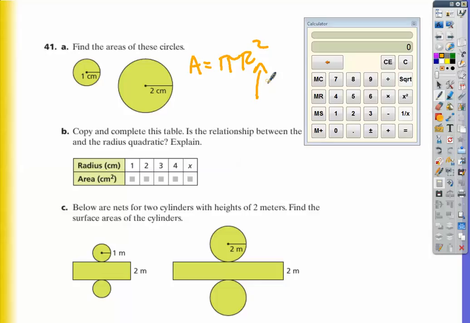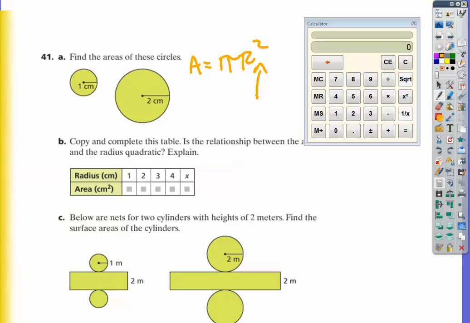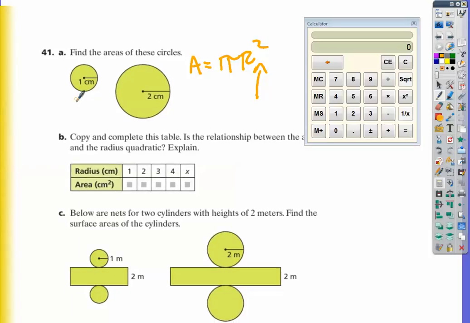So I'm going to give my answers in pi. The area of this one is radius squared, which is 1. 1 squared is 1. So we have 1 times pi, which is pi. Here we have 4 pi, because 2 times 2 is 4. So this one here is going to be 9 pi, 16 pi, and this is x squared pi. So what's the difference here? 3. What's the difference here? 5. What's the difference here? 7. What's the difference here? It's quadratic.